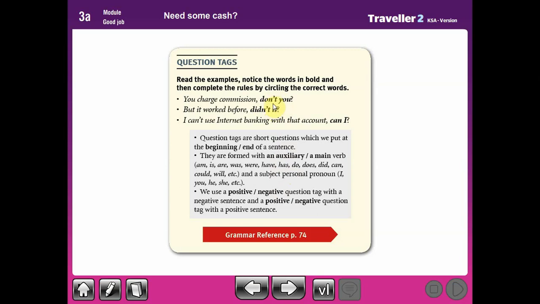As we said, we form it with the auxiliary or the modal verb. Auxiliary means don't, doesn't, didn't, haven't, hasn't, hadn't, isn't, aren't, am not, and so on. The modal may be will, would, should, can, or can't, and so on. These are the modals. So auxiliary or modal, plus what? Plus the personal pronoun. Personal pronoun like you, he, she, it, the 7 pronouns we know. And don't forget to add the question mark. These are the 3 parts of the question tag.